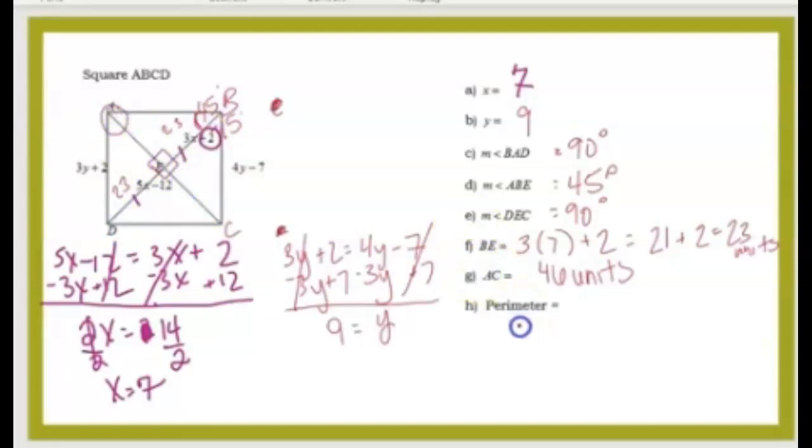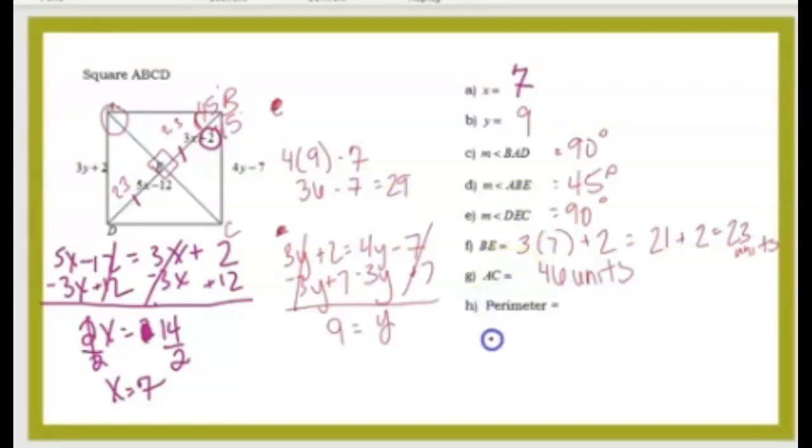And lastly, the perimeter. So remember, the perimeter is all the way around the outside of the shape. So let's find the length of the side. We know that y is 9, so we can plug in 9. And you get 36 minus 7. Let's see, what is that? That is 29, right? 29 units.